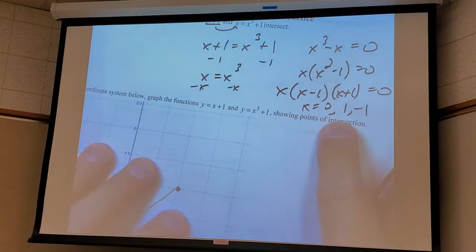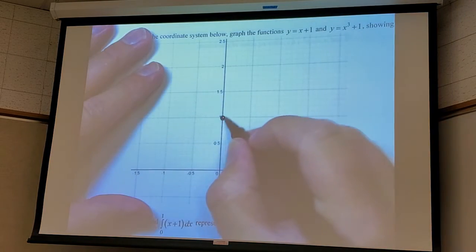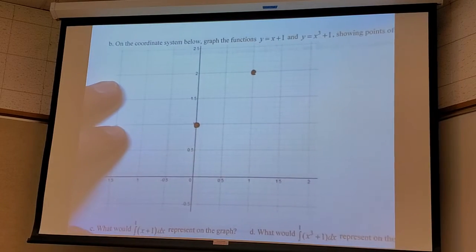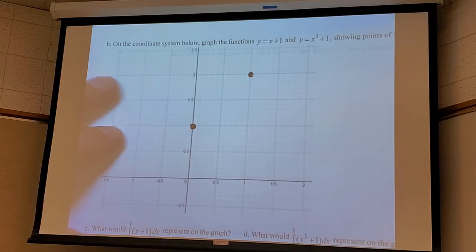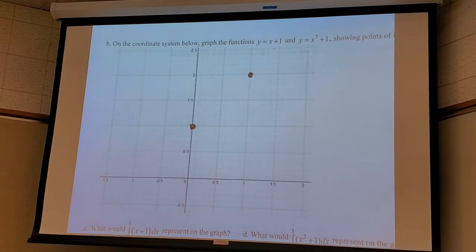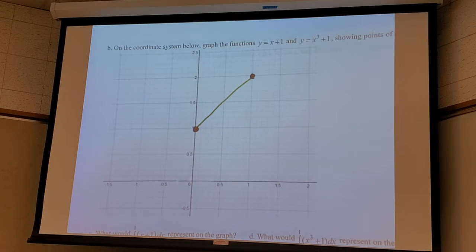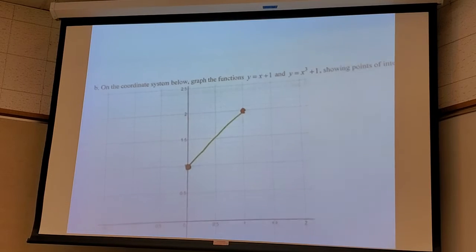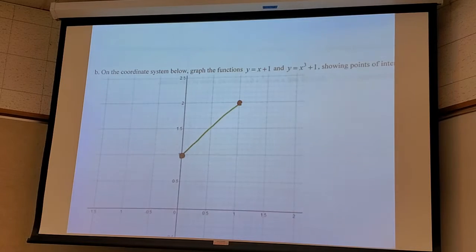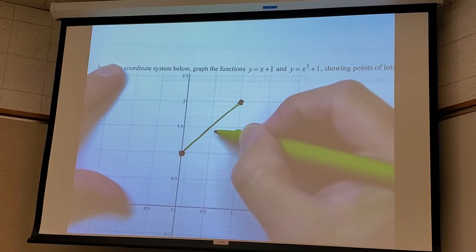Okay, so we got this here. At 0, they're both 1, and at 1, they're both 2. So y equals x plus 1 starts at 1, goes up 1 over 1. That's a nice straight line. And also, real quick, you can see that when I put a 0.5 in, I of course get 1.5 out.